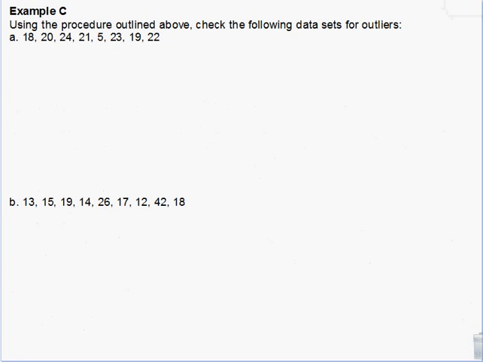Okay, we're going to check for outliers again. We have to put these in order to be able to check for outliers because we have to find Q1 and Q3. So I'm just going to put them in order really quickly. Okay, so here's Q2, Q1, and Q3.